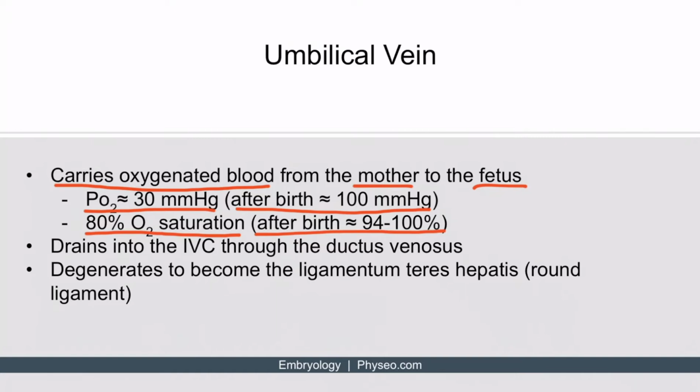Anyways, the blood from the umbilical vein will then drain into the IVC through the ductus venosus. And after birth, the umbilical vein will degenerate to become the ligamentum teres hepatis, which is part of the round ligament of the liver.